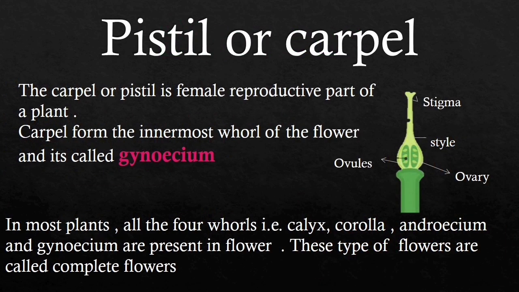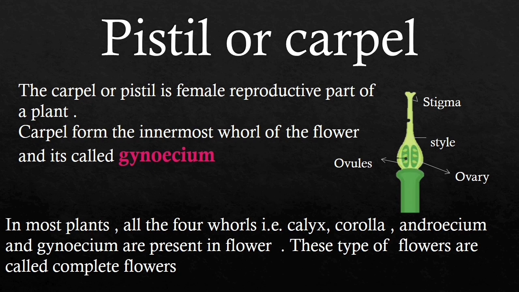Pistil or carpel. The carpel or pistil is the female reproductive part of a flower. Carpels form the innermost whorl of the flower, also called gynoecium. It is a flask-shaped structure present in the center of the flower. The base is slightly swollen and is called the ovary. The ovary contains tiny rounded structures called ovules, which later develop into seeds. The short tube-like upper part is the style and above it is the stigma.